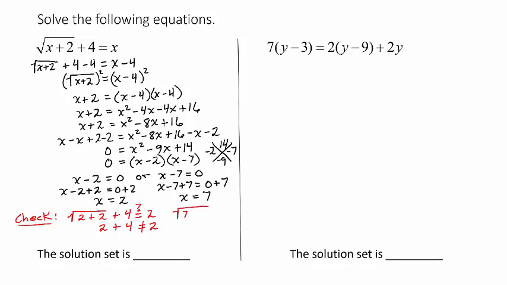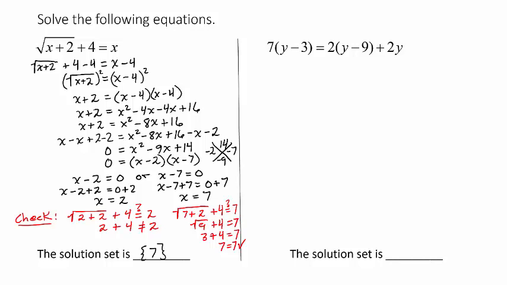Let's try 7. I've got 7 plus 2 inside the radical and plus 4. Is that equal to 7? 7 and 2 is 9, right? The square root of 9 plus 4. Is that equal to 7? So I've got 3 plus 4 equals 7. It does, right? So the solution set is just 7, right?